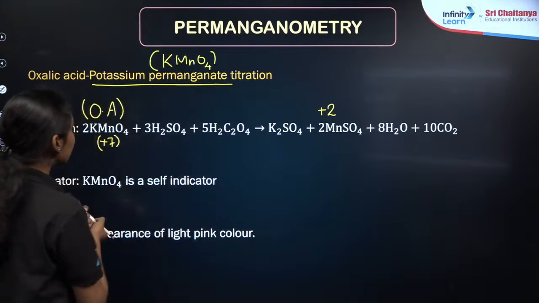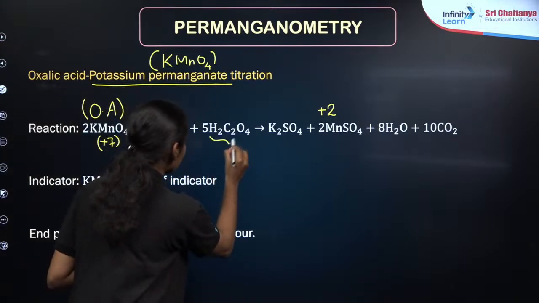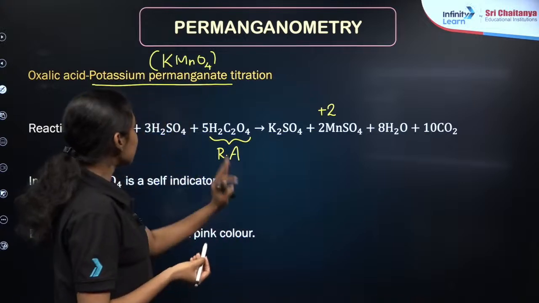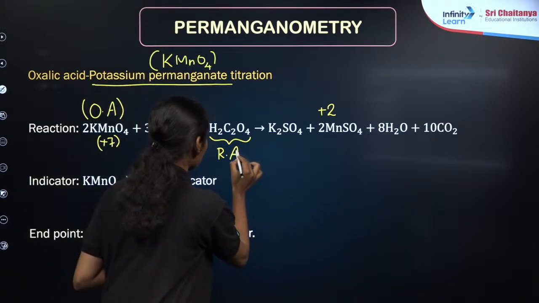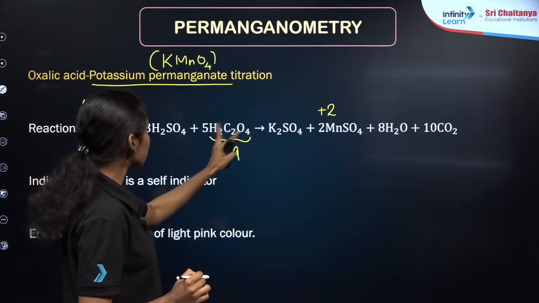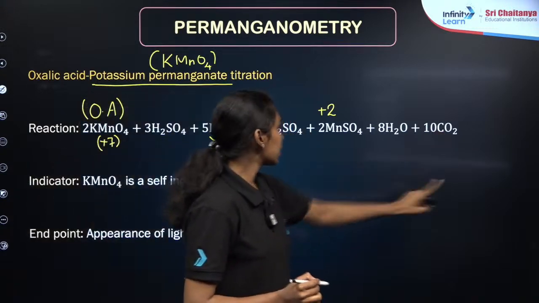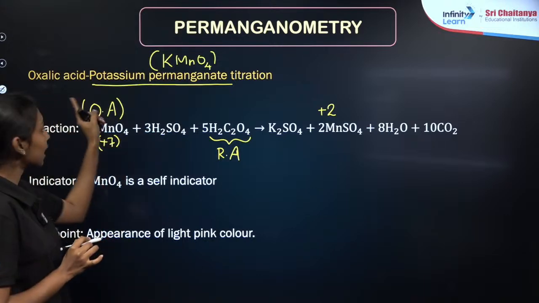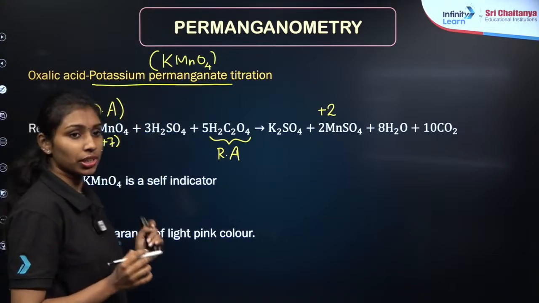And you can see here, this is the reducing agent used, that is oxalic acid. While calculating the oxidation number, you can say that this will undergo oxidation, right? From H2C2O4 to CO2, it will undergo oxidation. So this will be the general reaction for the oxalic acid potassium permanganate titration.